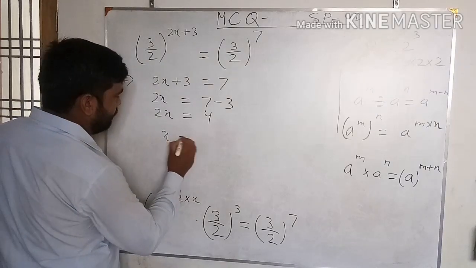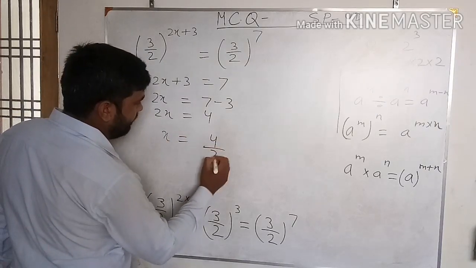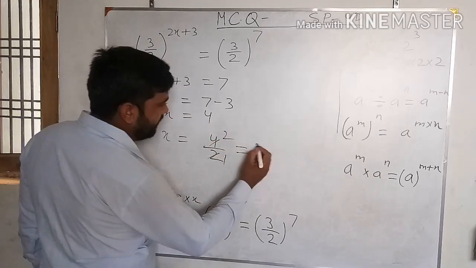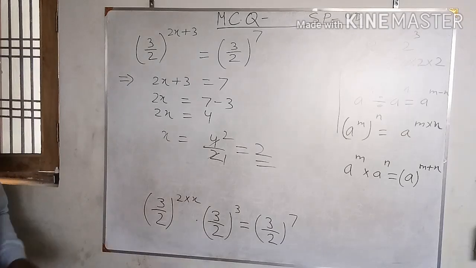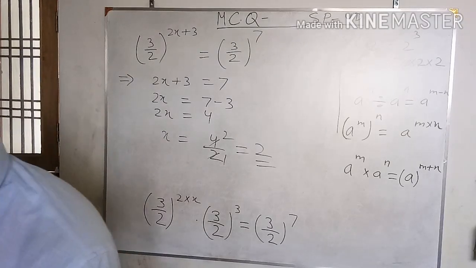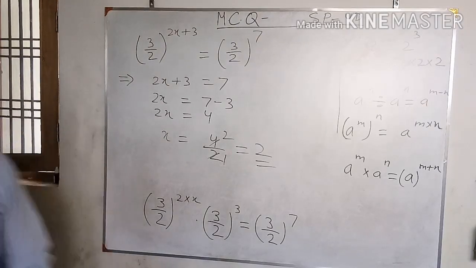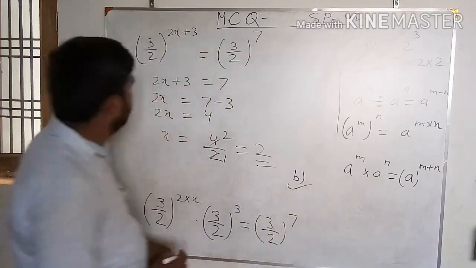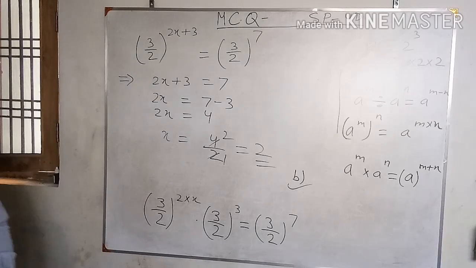So x is equal to 4 divided by 2. 2 ones are 2, 2 twos are 4. So the value of x is 2. Which is the correct option? Option B is the correct answer for this question number 8.